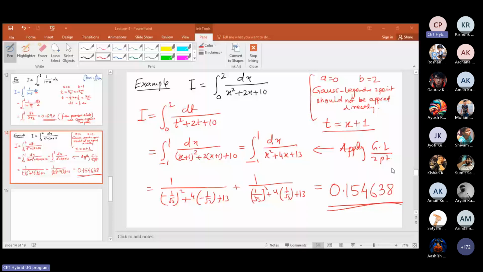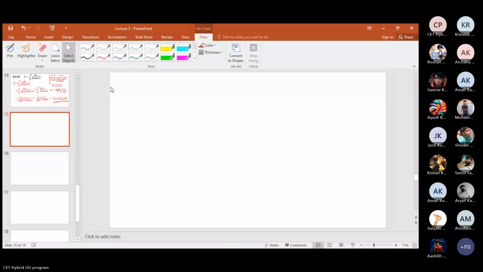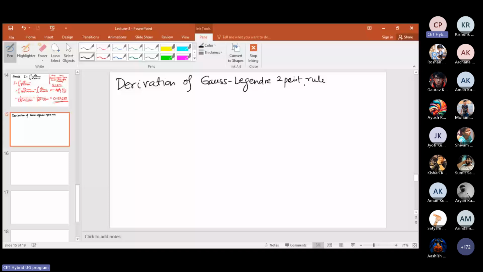All right, so far it seems everything is fine. Now what we will do is that we will derive the Gauss-Legendre 2-point formula. Okay, so please pay your complete attention. So the derivation goes simply like this.